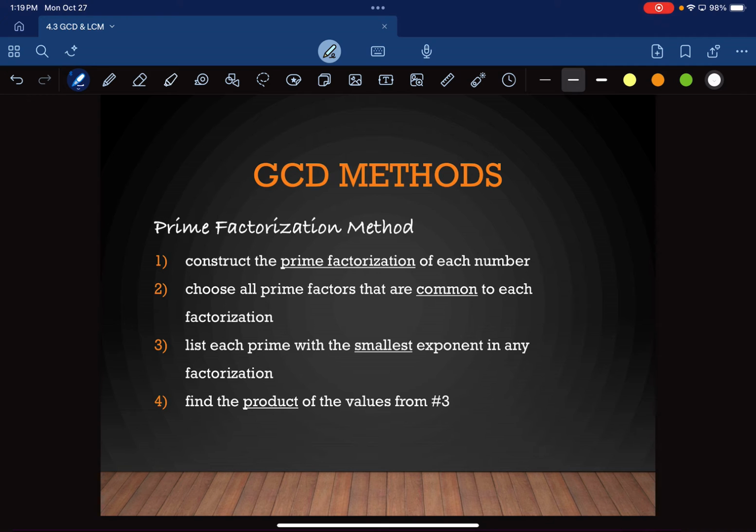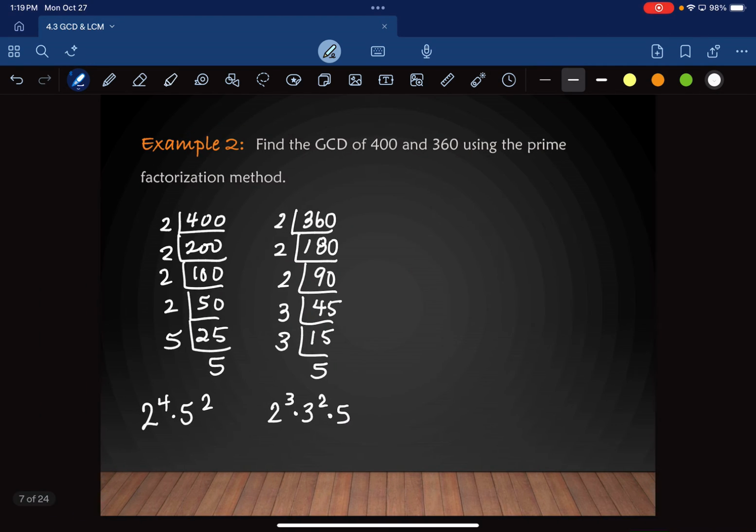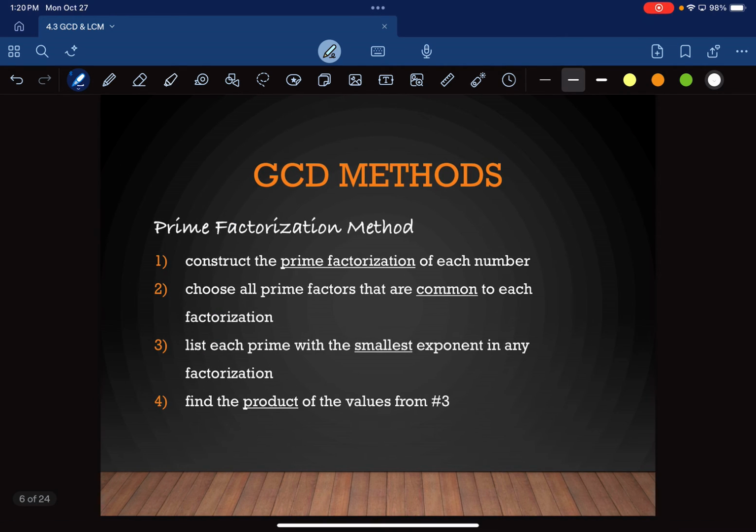The second step says we're going to choose all the prime factors that are in common. So what prime factors do these two numbers share? 2. Hold off on that. Just 2 is a prime factor and 5, okay? That's the next step. They have bases that match, right? The prime factors are 2 and 5. So that's step 2. So we've done 1 and 2.